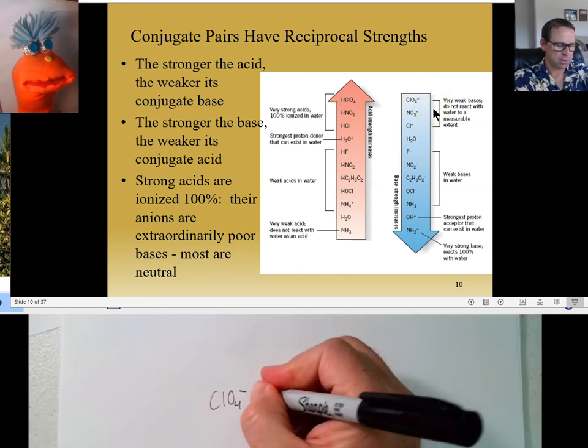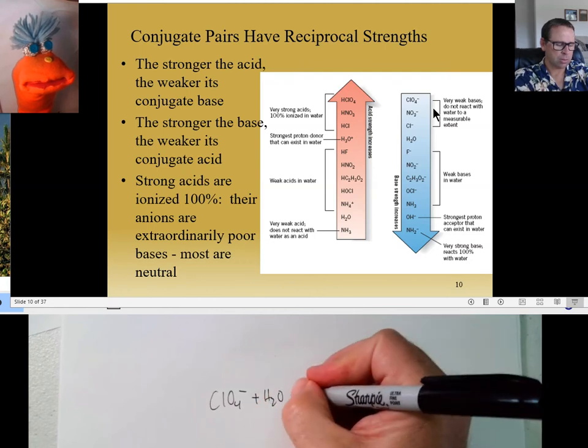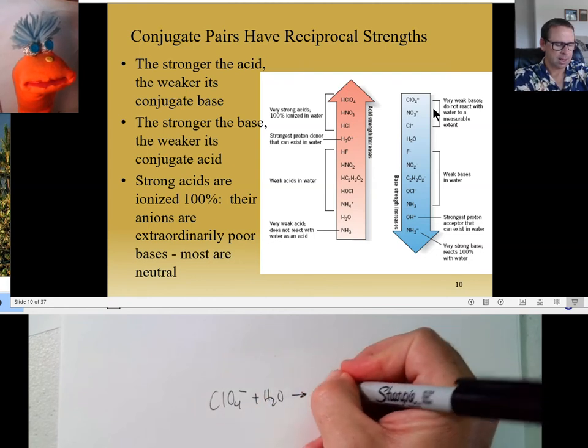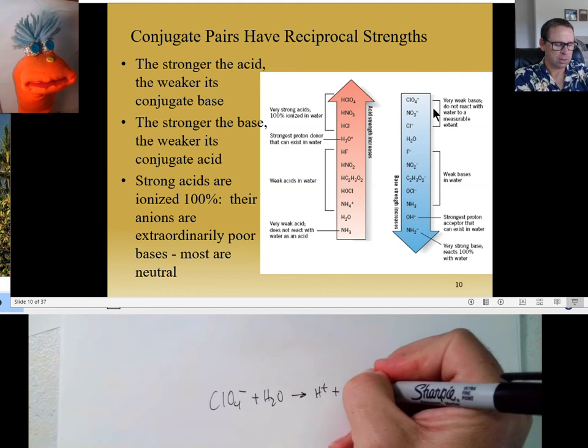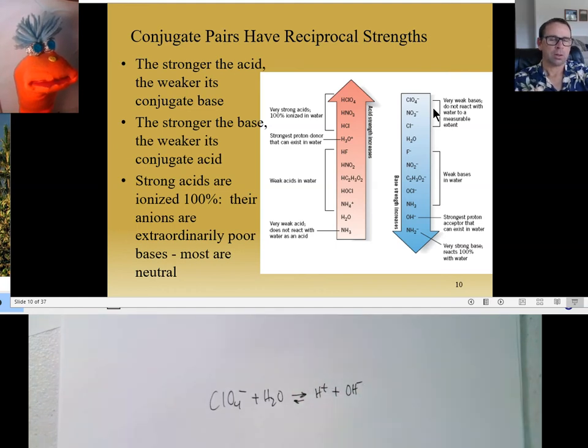ClO4 minus cannot interact with water to take a hydrogen ion and leave behind the hydroxide ion. All right. Down here is a very weak acid. NH3 is not a good acid. So therefore, that must mean that its conjugate base, NH2 minus, is a very strong base.